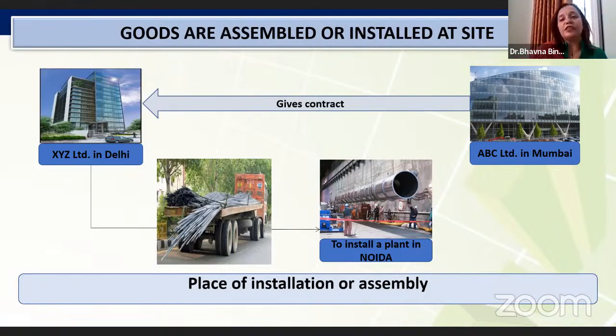For example, the lift is installed in the building. Many times they are asking the question on the lift itself. Lift is installed in the building. So building jahan pe lift is installed, that would be the place of supply.